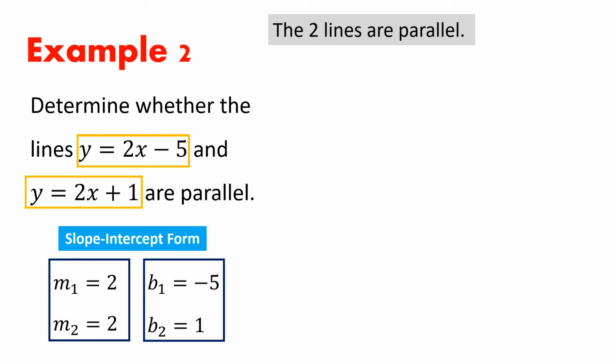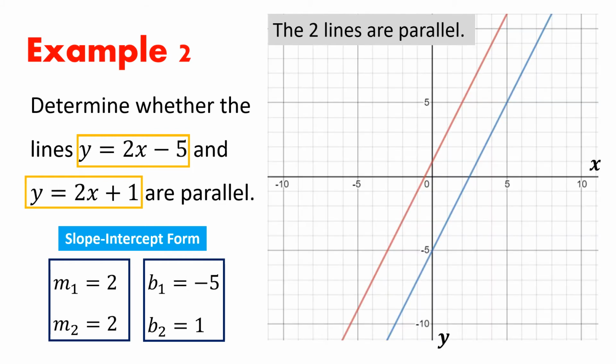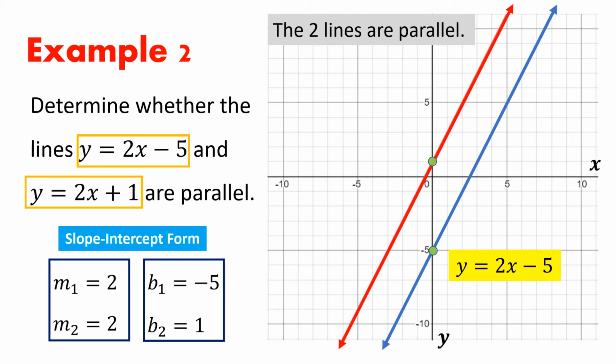Let's verify this graphically. The blue line is the graph of y equals 2x minus 5, while the red line is the graph of y equals 2x plus 1. Clearly, the two lines are indeed parallel.